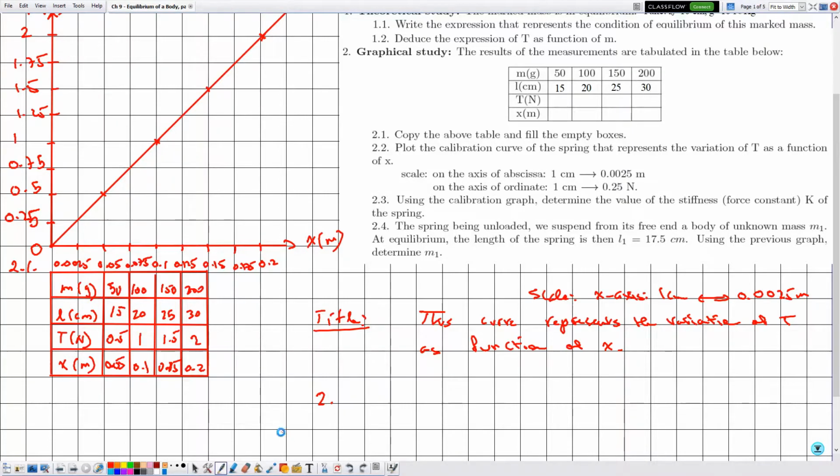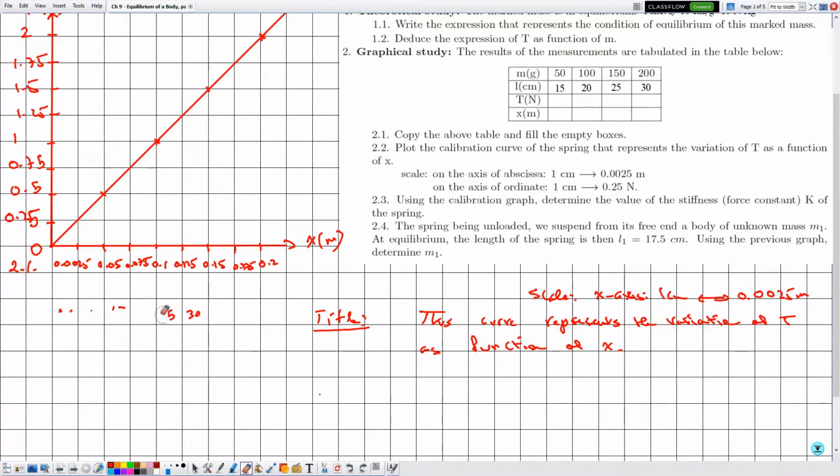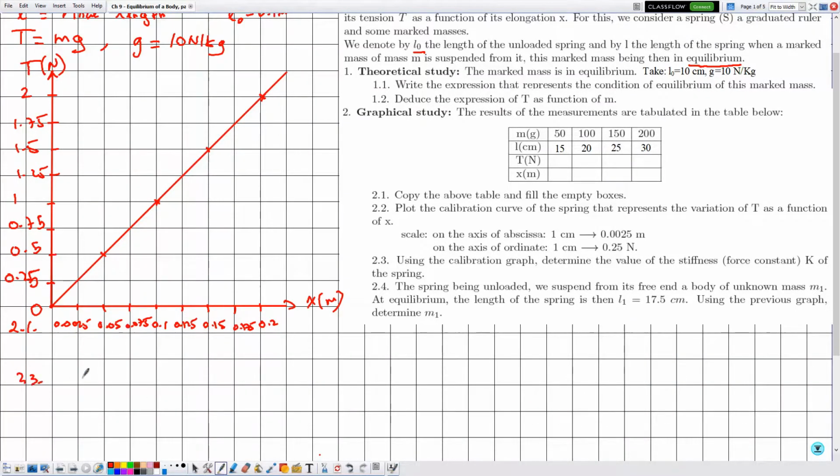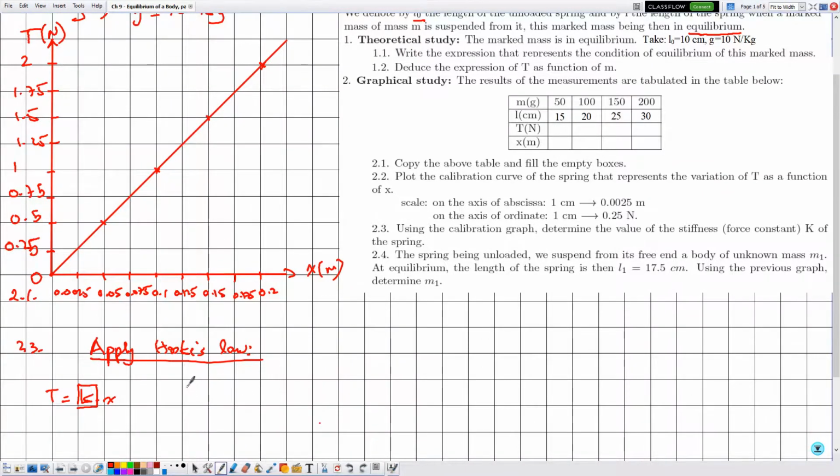So let me make some space here. And let me say that we are in 2.3, apply Hooke's law. Then T is equal to k multiplied by x. We are interested in finding the value of k. Then constructing the triangle of this formula, because we have a multiplication, T will be at the top, k and x at the bottom. We are interested in determining the value of k, then k is equal to T divided by x.